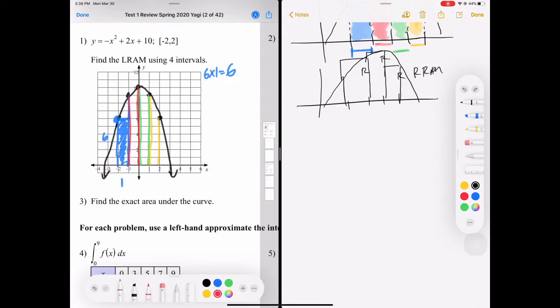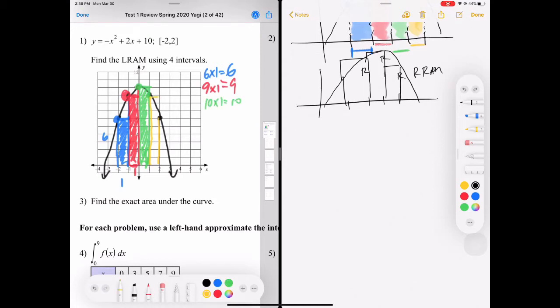My second, LRAM, I'm going to choose L on the left, and that's my next rectangle. That's going to be 9 times 1. Why? Because the base is 1 here. That's the distance. Equals 9. The next one would be either a 9 or 10. Left, we said specifically left. That's going to be a little bit over, which is fine. We were a little bit under before. That's going to be 10 times 1 is 10.